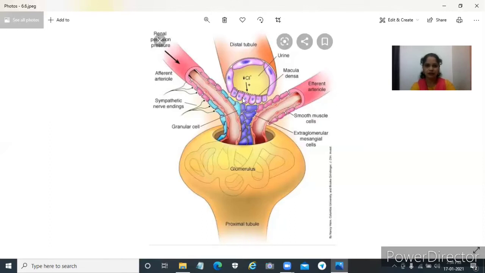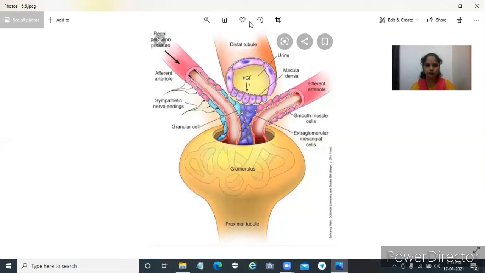The macula densa cells along with the juxtaglomerular cells, these are the juxtaglomerular cells, together form a complex structure, that's the juxtaglomerular apparatus, the JGA. The main function of the JGA, or juxtaglomerular apparatus, is to regulate the blood pressure, because these cells secrete a substance, renin, which helps in regulation of the blood pressure.